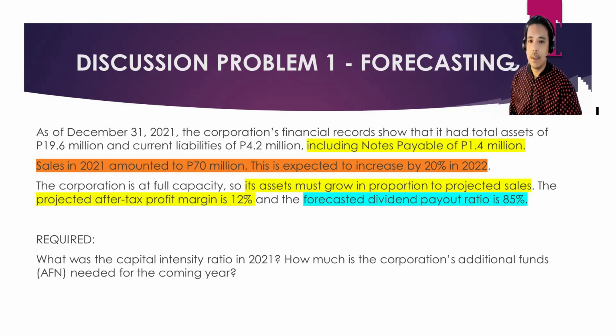So, that's equivalent to 14 million, no? Okay, so the corporation is at full capacity. So its assets must grow in proportion to projected sales. The projected after-tax profit margin, this is your profit ratio, is 12%. And the forecasted dividend payout ratio is 85%.